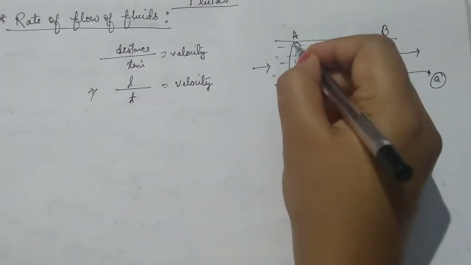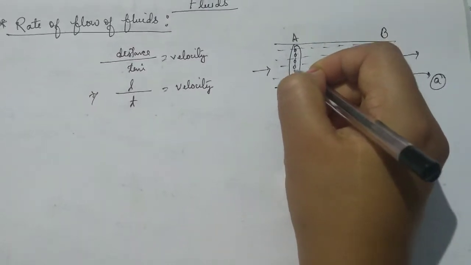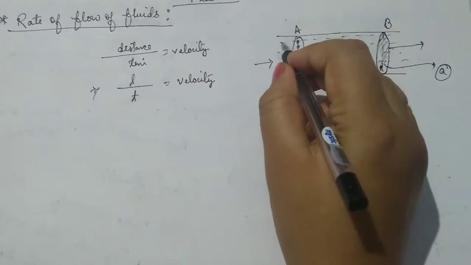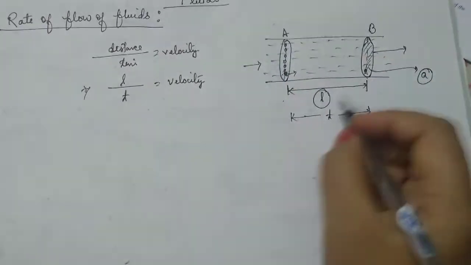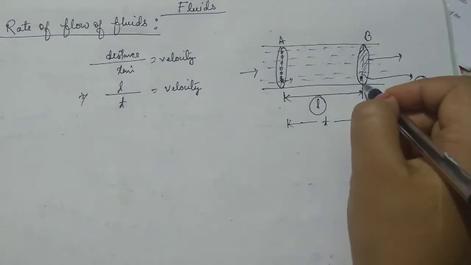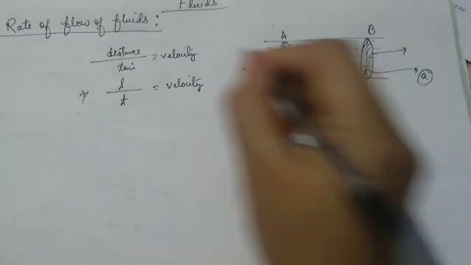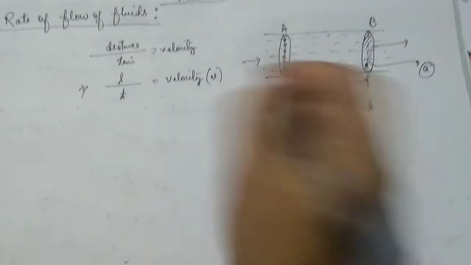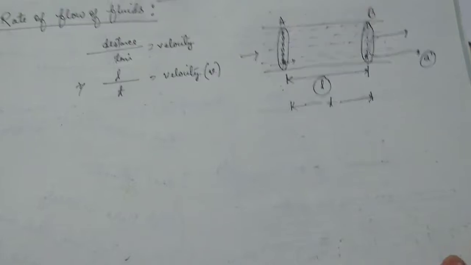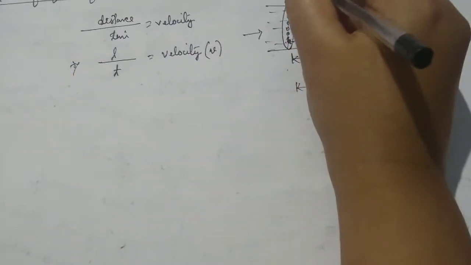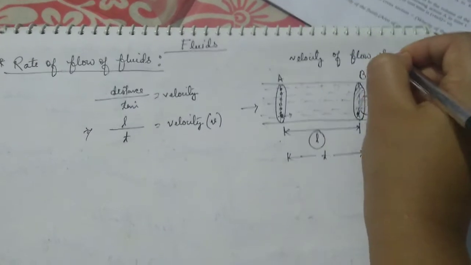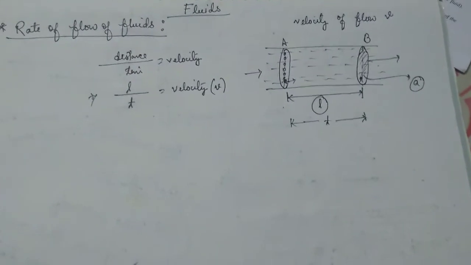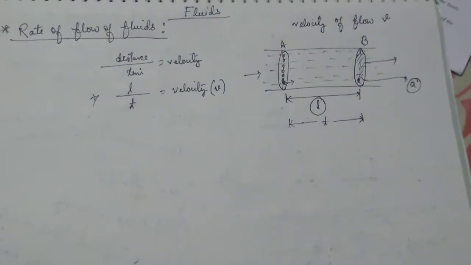All the liquid molecules that had reached this particular section A at time t equal to 0 will, by the time it is t, reach here, isn't it? That means all these molecules have a velocity of what? V. So let's consider that the velocity of flow is V.